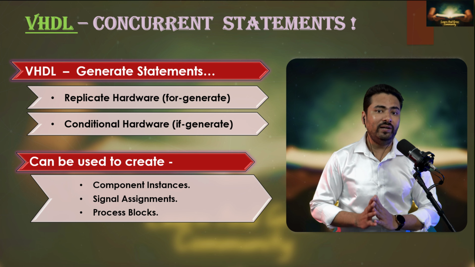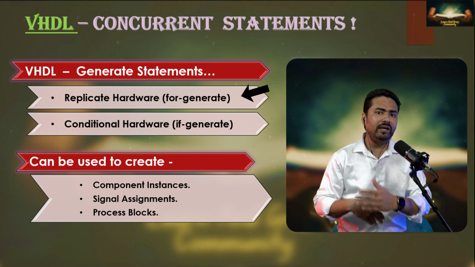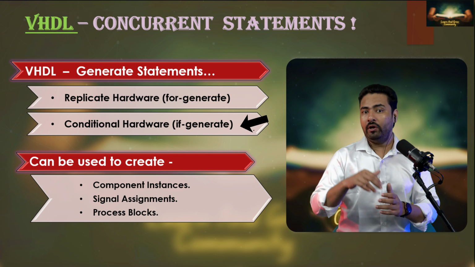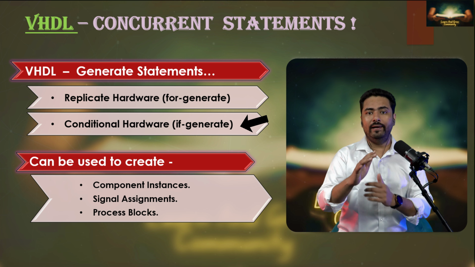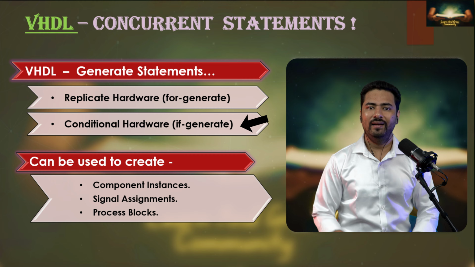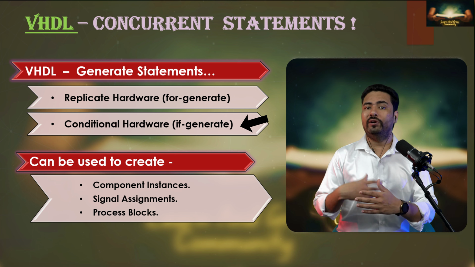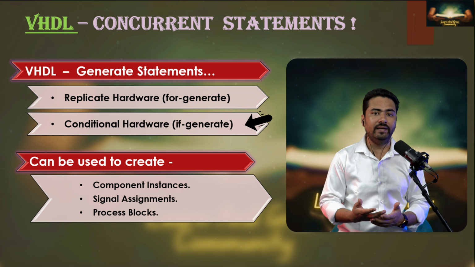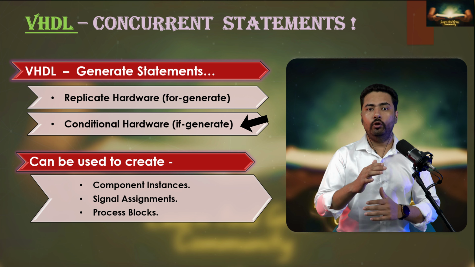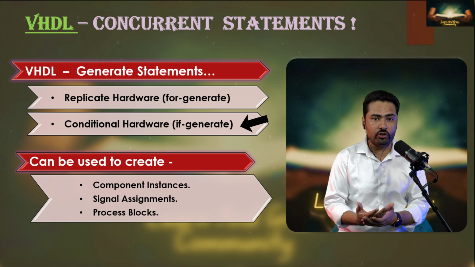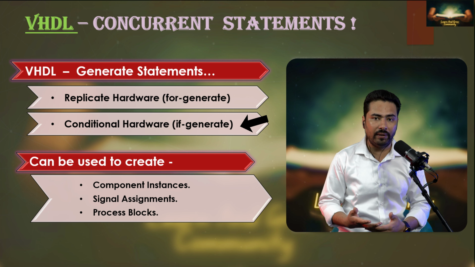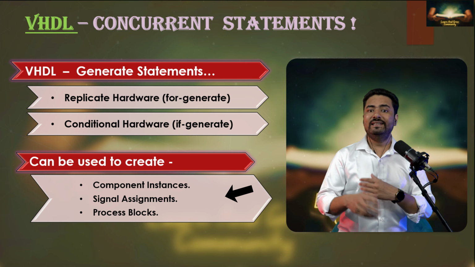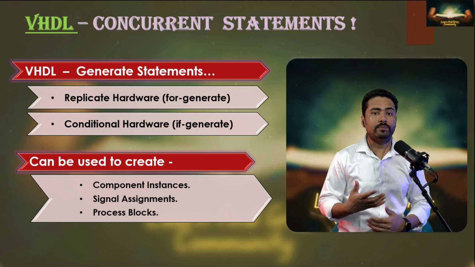But in short, for generate statement allows you to instantiate many components with a very small section of code. And with if generate statement, you can instantiate your modules when it matches some specific conditions. The if generate statement can be used to make your design flexible because you can turn your hardware instances on or off very easily. So if you need to create hardware when some specific condition is met, then you can use if generate statement there. Both types of generate statements can be used to create component instances, signal assignments, and even process blocks.